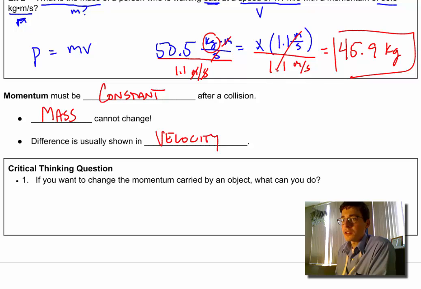I've got one critical thinking question here for you. If you want to change momentum, what can you do? So take a look at that. We will take a look at these in class. We're going to do another lab and a demo, so you'll see a lot of this, but please make sure you take a look at these CTQs because they will help you form understanding.